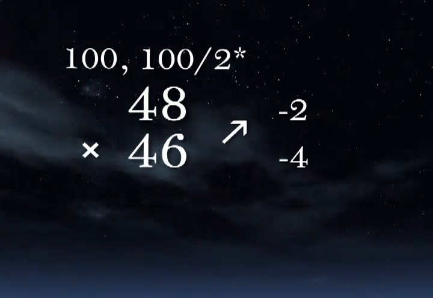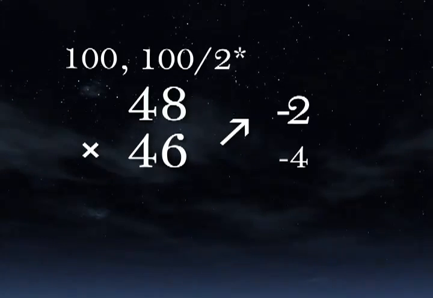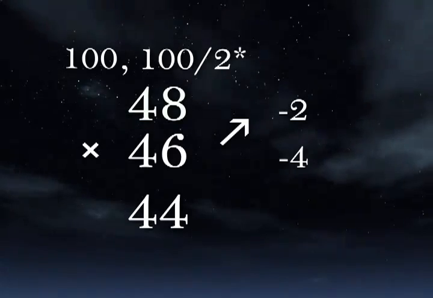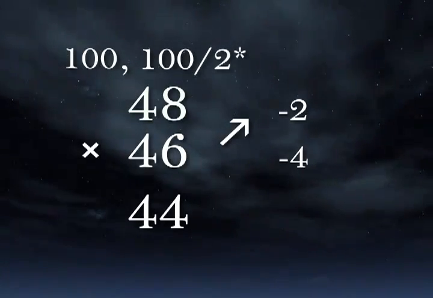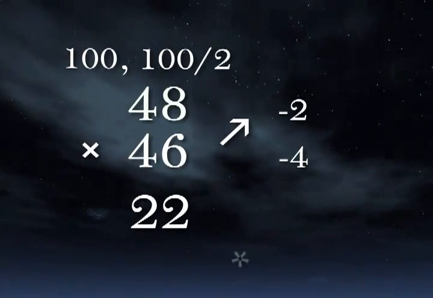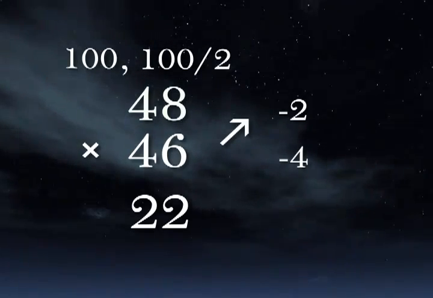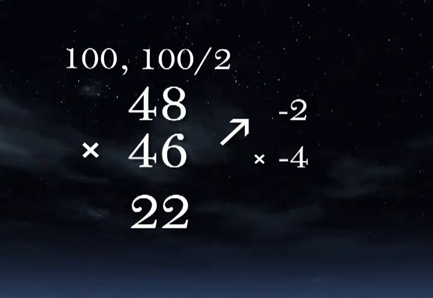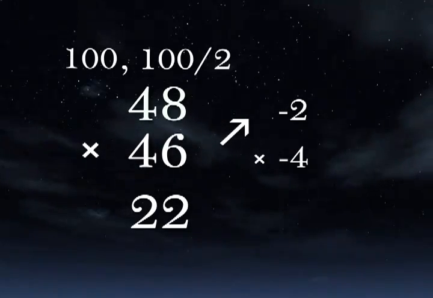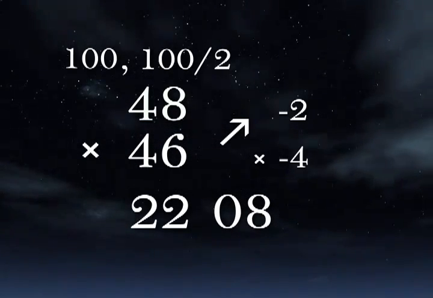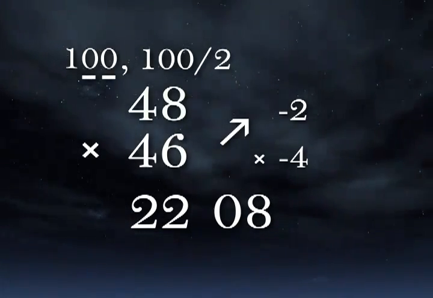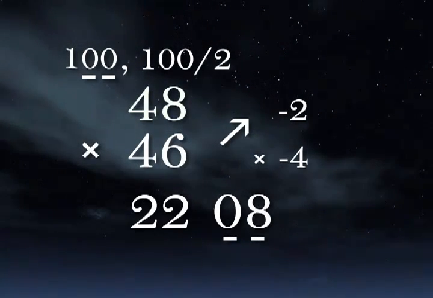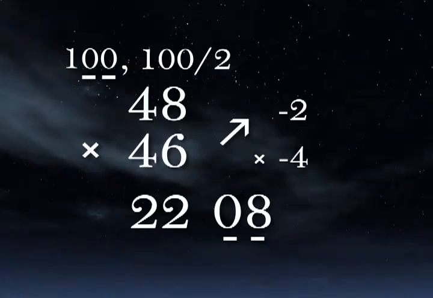Working crosswise, 46 minus 2 is 44. The left side number alone gets divided by 2 at this point, which makes 22 the left side amount. The right side is treated normally. Negative 2 times negative 4 is 8. But we write 0, 8. There are 2 zeros in the actual base, so there will be 2 digits on the right side of the answer. The answer is 2,208.